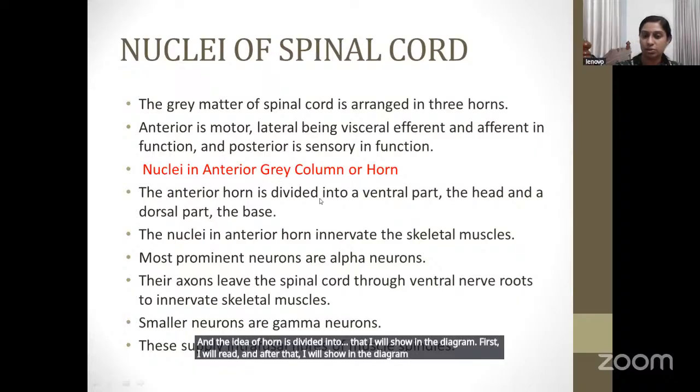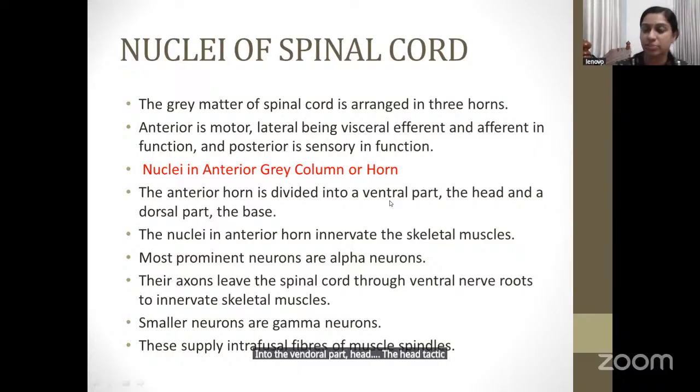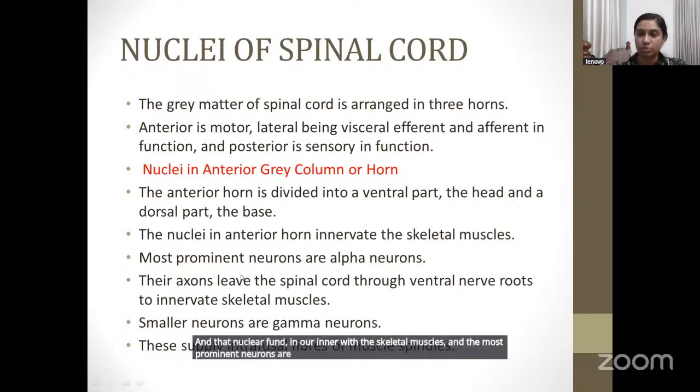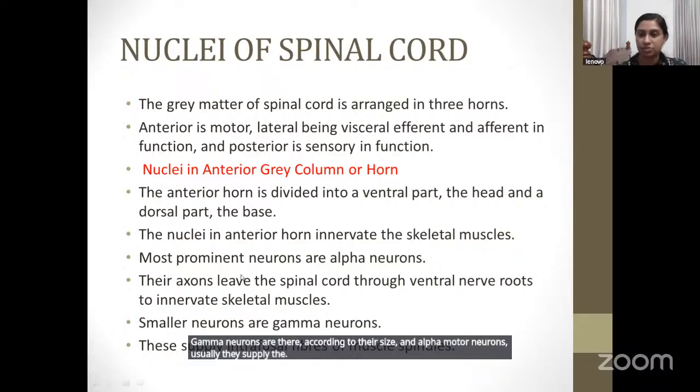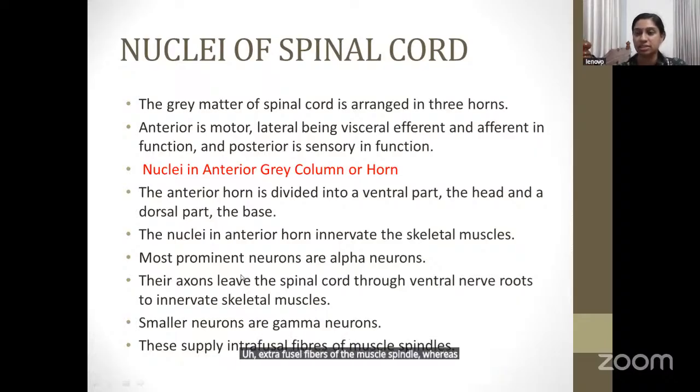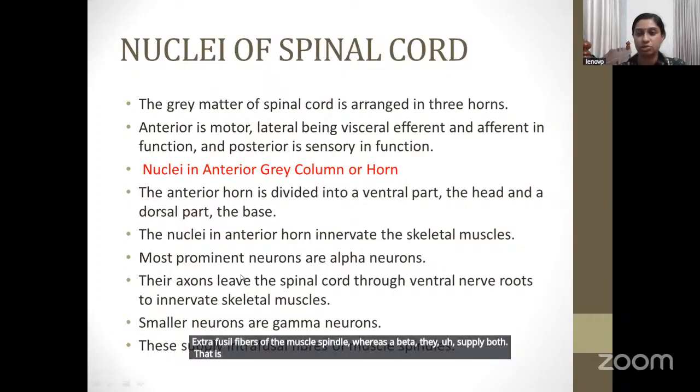Okay. So the anterior horn is divided into a ventral part, the head, and a dorsal part, the base. The nuclei in the anterior horn innervate the skeletal muscles, and the most prominent neurons are alpha motor neurons. Alpha, beta and gamma neurons are there according to size. Alpha motor neurons usually supply the extrafusal fibers of the muscle, whereas beta supply both extra and intrafusal fibers, and gamma fibers are small and usually supply the intrafusal fibers of the muscle spindles.